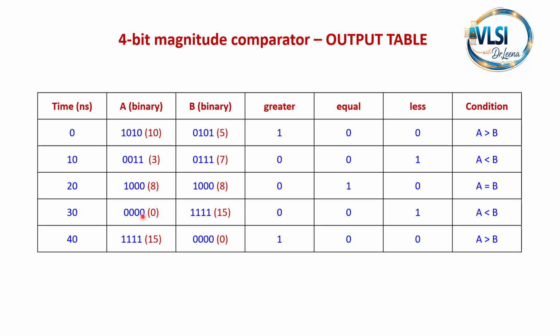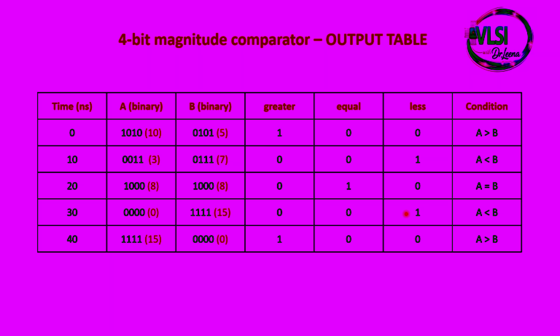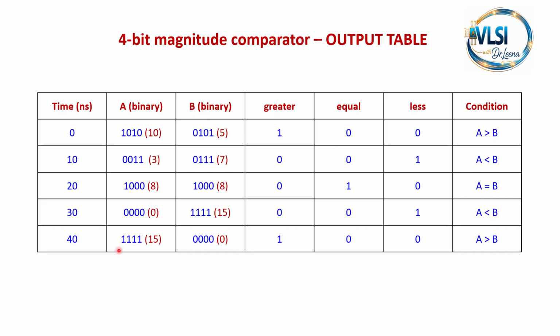And you see the next boundary cases, A is 0 and B is 15. This means A is less than B. So greater than is 0, equal to 0, and the output is less than. So A less than B. And in the next case, that is A is 15, B is 0. So here A is greater than B. So the greater than output is 1 and equal to 0, less than is 0, and the condition is A is greater than B. So this is the output table of 4-bit magnitude comparator.